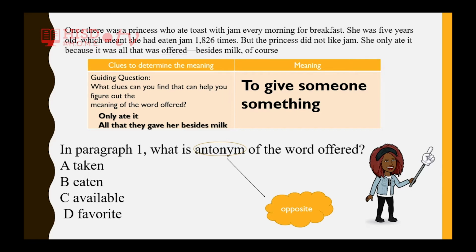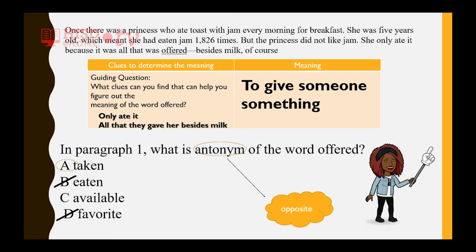So from there, I want to eliminate two answer choices that are not going to be the opposite of offered. The first one I got rid of is eat. To give someone something, the opposite of that is not going to be eating something. So I'm going to get rid of B. And another one I'm going to get rid of is favorite. Favorite is not the opposite of offering someone, giving someone something. So if you give someone something, I want to determine, is the opposite of that taking something, or something is available for you?